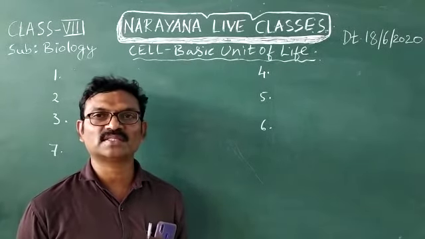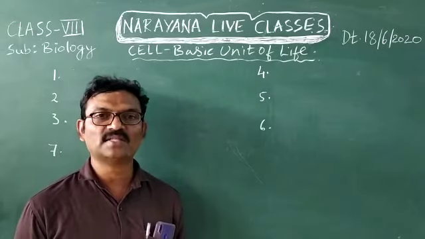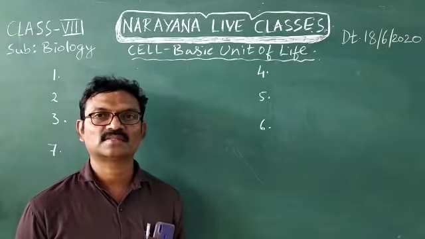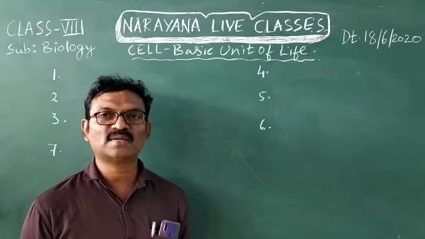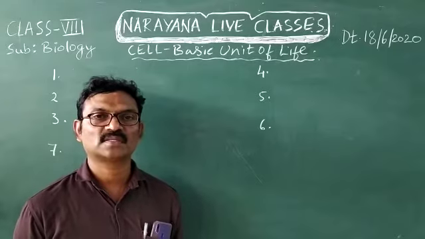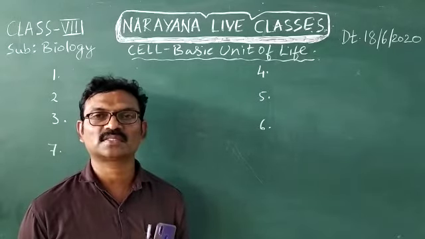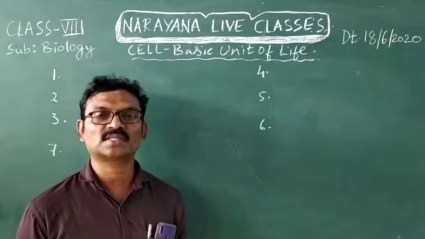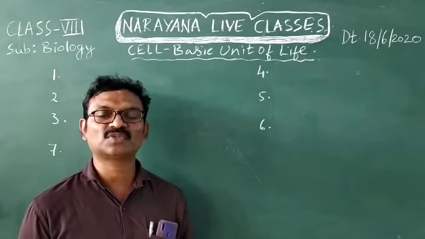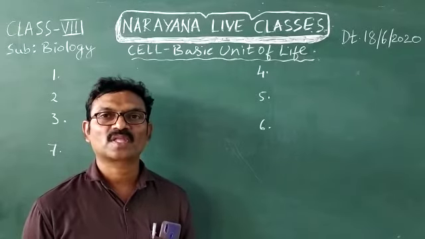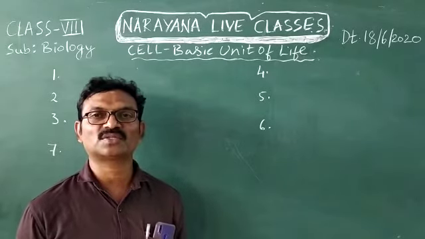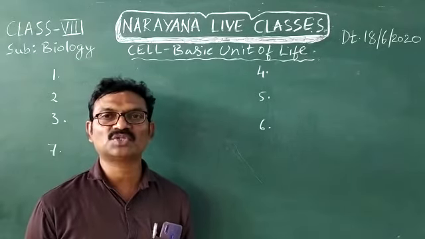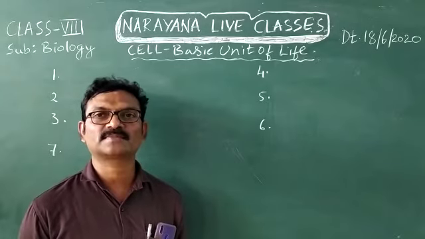Today we are going to discuss the assignment key of Cell, the basic unit of life, 8th standard lesson. This assignment is for 10 marks. There are 6 choose the correct answers and 2 short answer questions. Each choose the correct answer carries 1 mark, that means 6 ones are 6, and each short answer question carries 2 marks, 2 twos are 4, totally 10 marks. Let us see the first choose the correct answer and its key.